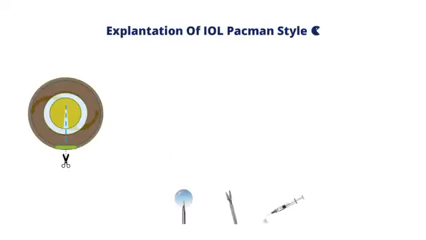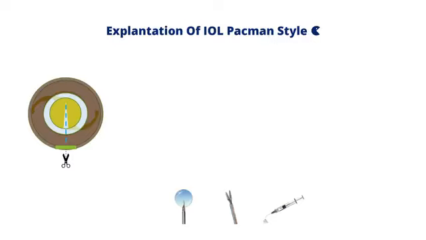Now, very commonly, I use a modified technique of the Phaik style explantation of the IOL. In the original description of this technique, we actually remove a quarter of the lens so that creates space for you to rotate the lens out without having to transect the lens completely.